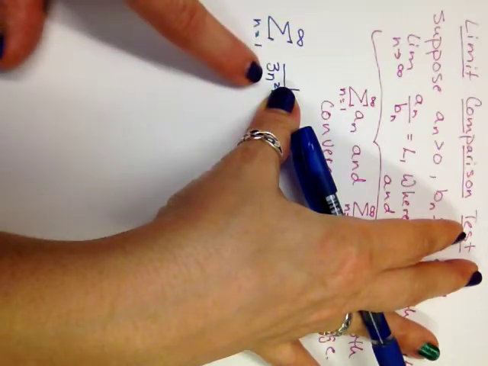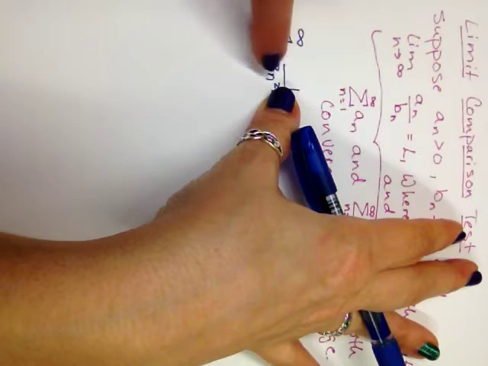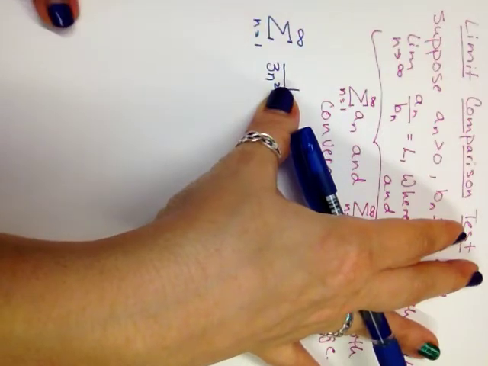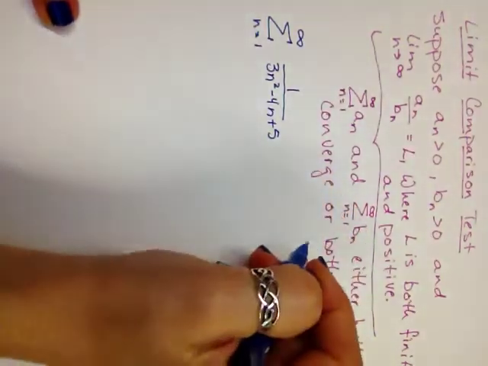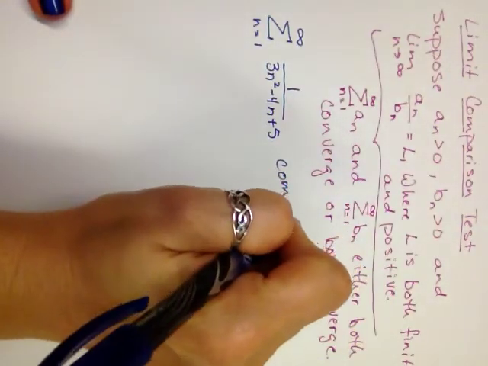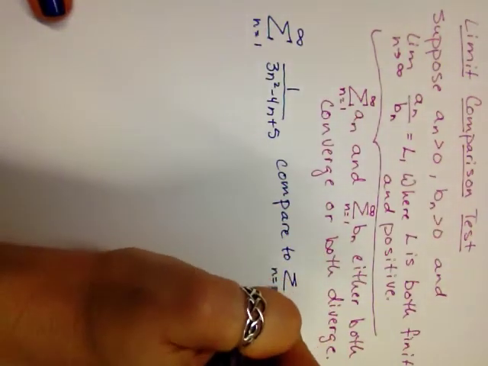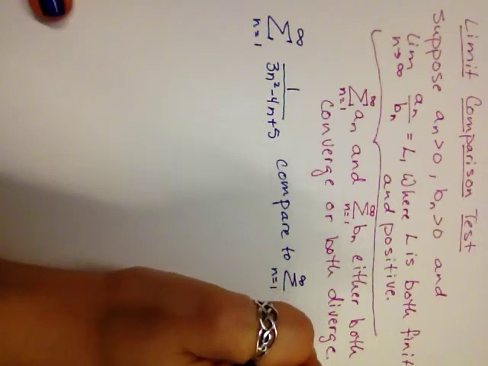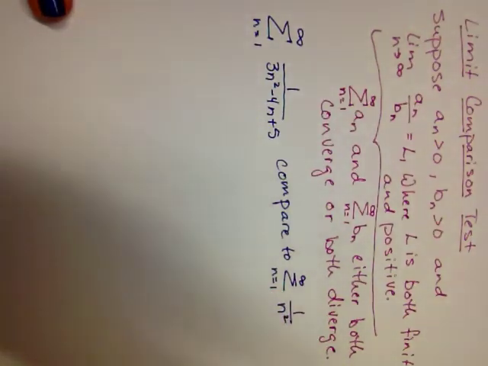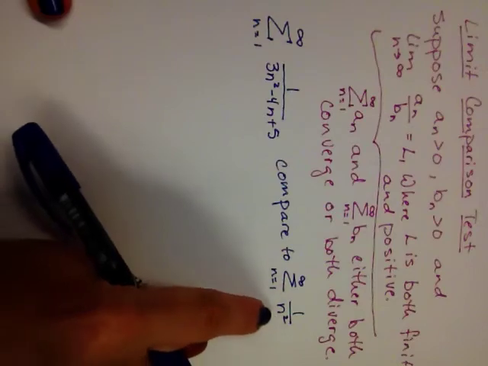So I look for the highest power of n in my denominator, or if you have n's in the numerator and denominator, you want to reduce them to see what you're going to compare to. So I'm going to compare this to the sum from n equals 1 to infinity of 1 over n squared. I choose something like this because it's easy to tell its convergence or divergence.